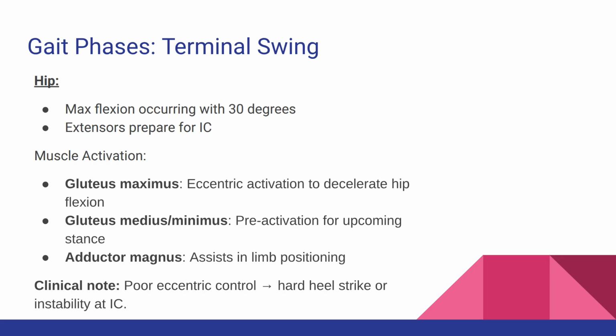Clinical pearl: poor eccentric control during terminal swing often presents as a hard heel strike, instability at initial contact, or excessive trunk motion.